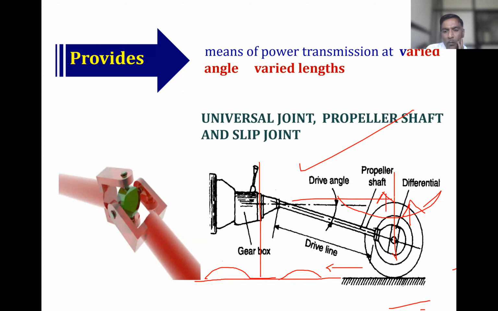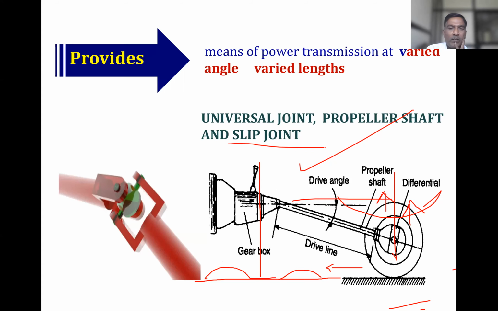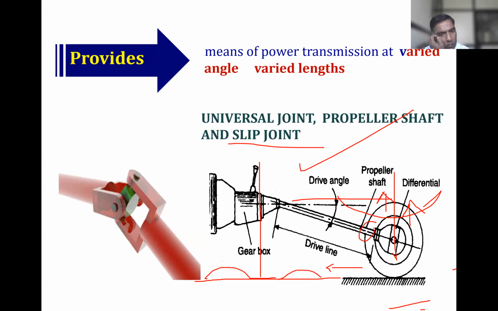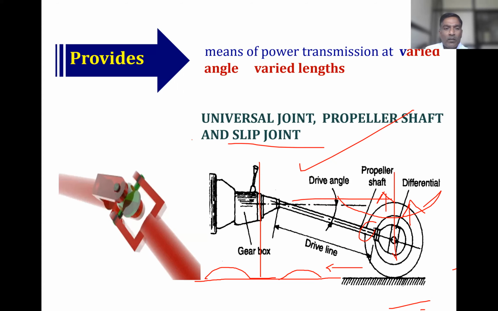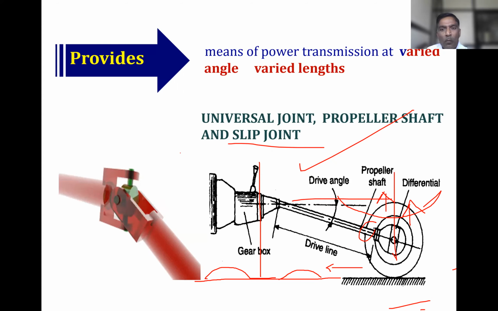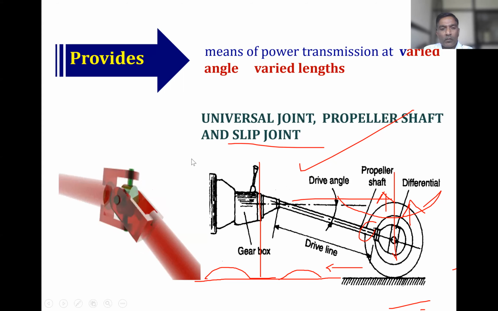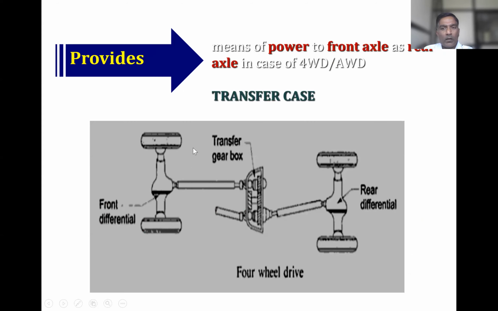So how to compensate that change in the distance? For that, slip joint is used. So slip joint is used to compensate increase and decrease in the distance. So this is the means of power transmission at varied angle and varied length. So how many elements are used? Universal joint, propeller shaft and slip joint. Okay.